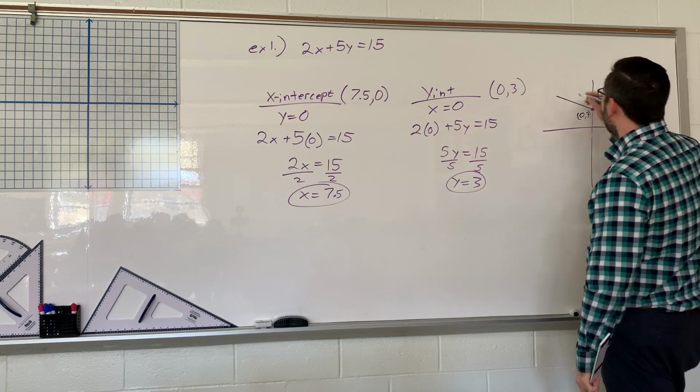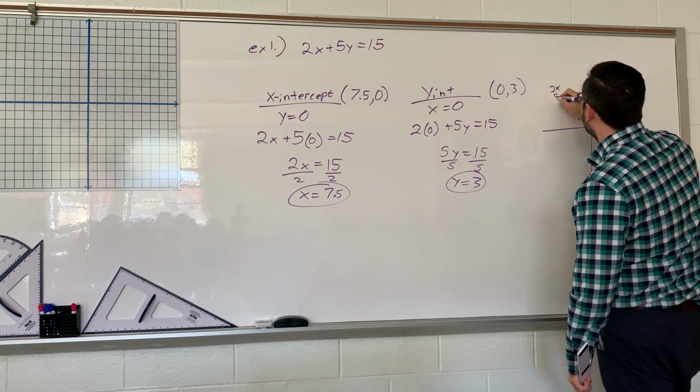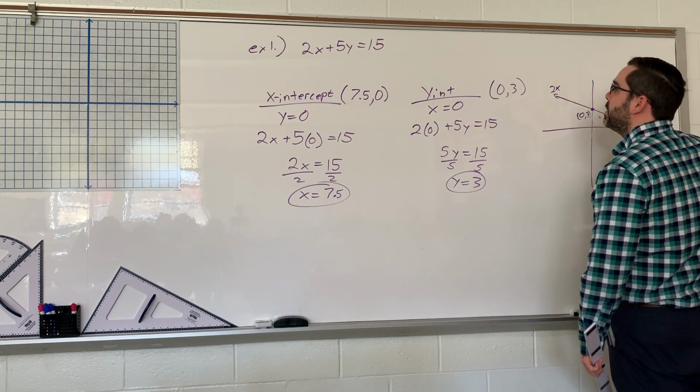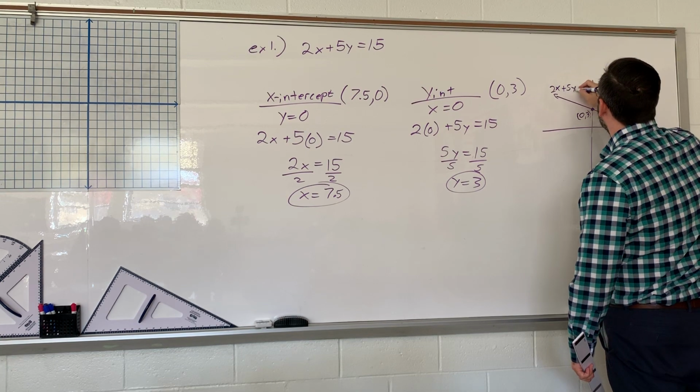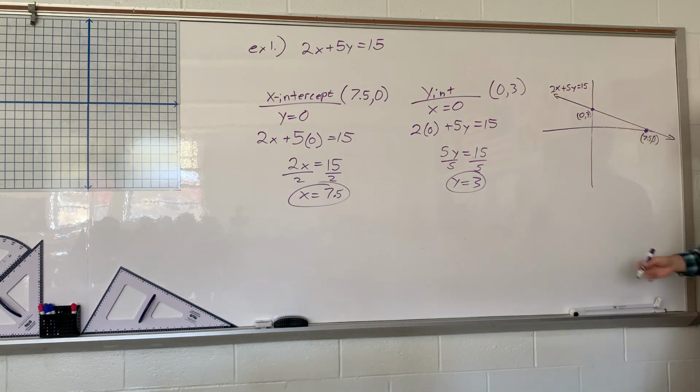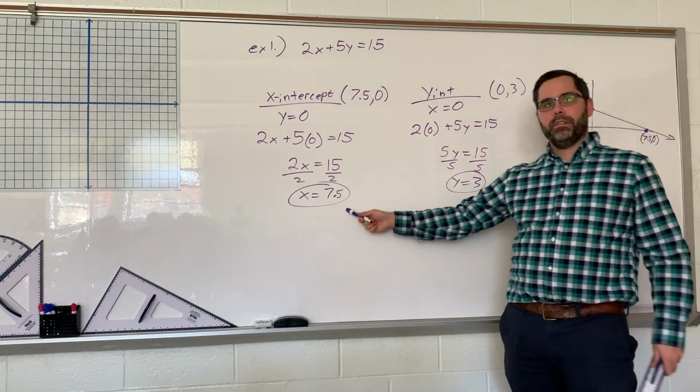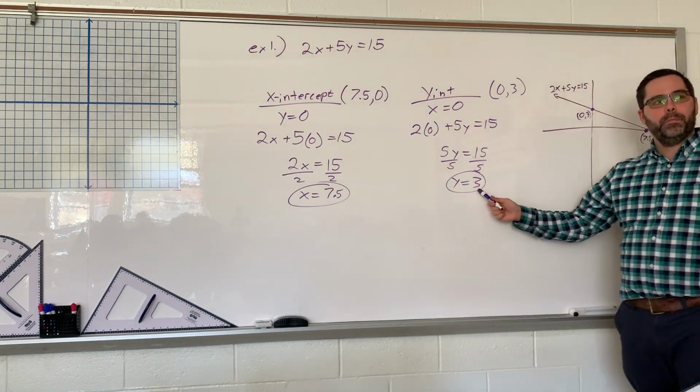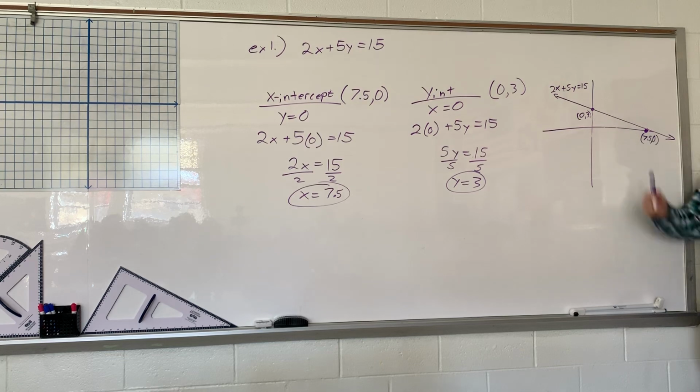And this is the equation 2x plus 5y equals 15. Okay, so in this process, I identified the x-intercept, the y-intercept, then I graphed them, and I'm done. All right? Questions?